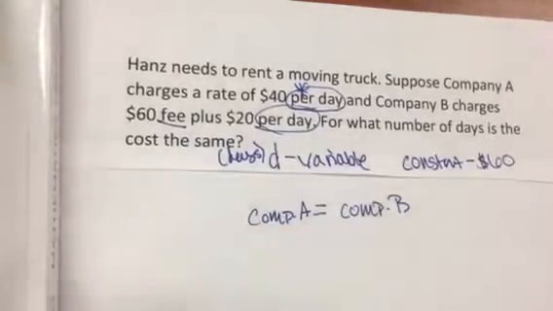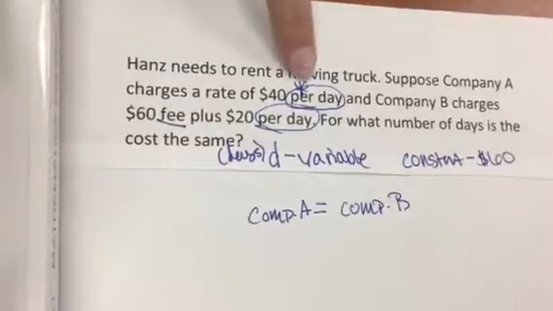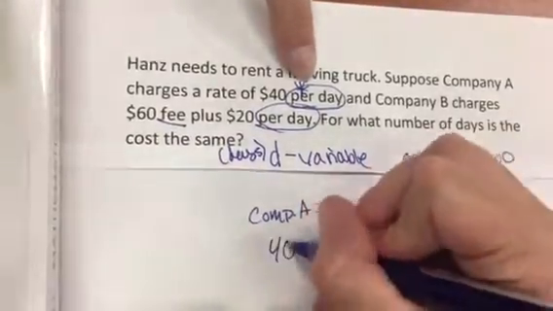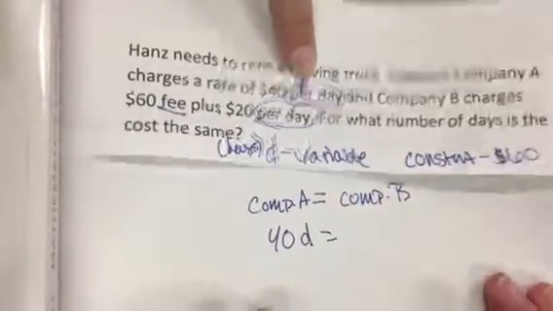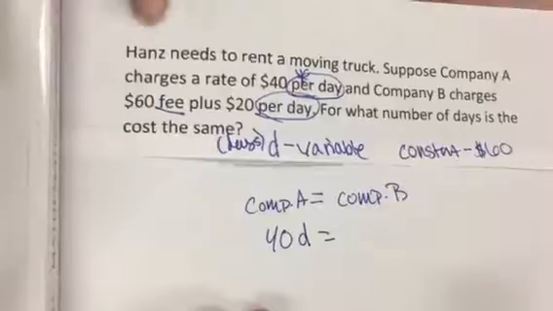Okay, so company A, they charged $40 per day. Did they charge a flat rate? Nope, it's just $40. No matter what, it's $40. 40D. I'm not putting that multiplication sign in. You should know what that means. I am such a rebel.